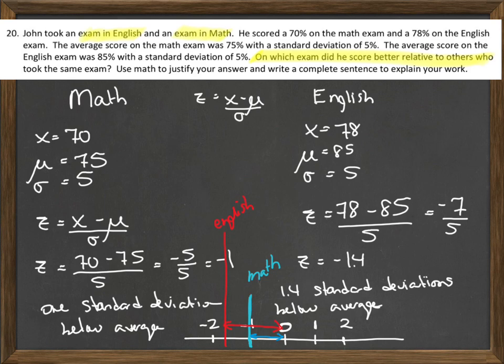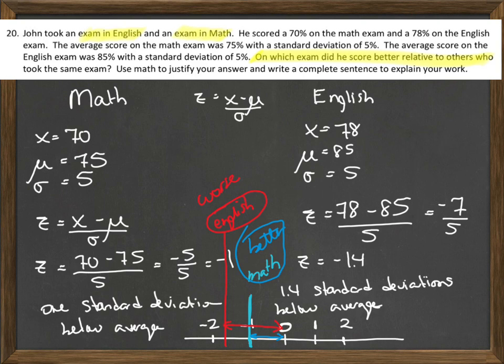So where was he farther below average? Well, wasn't he farther below average on his English exam, right? So farther below average means he did worse, right? The farther left you are, the worse you did. The closer to average or the farther above average you are, the better you did. Okay, so he actually did better on his math test.